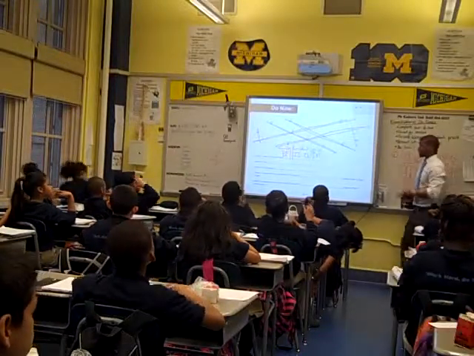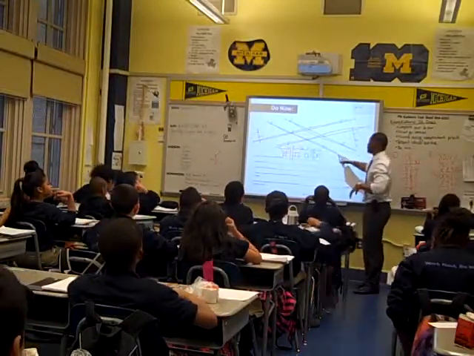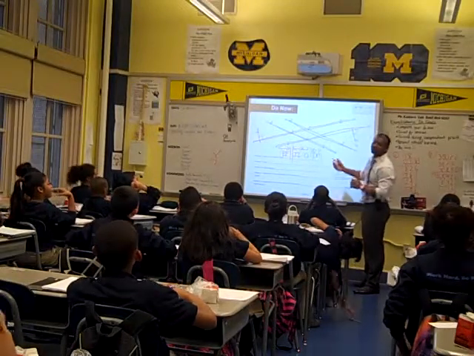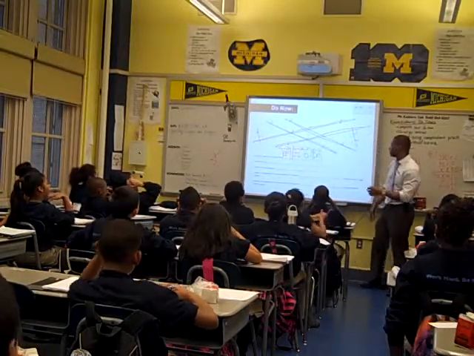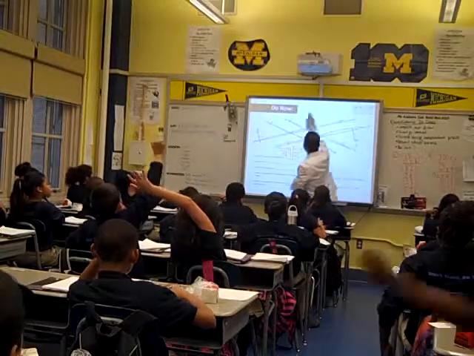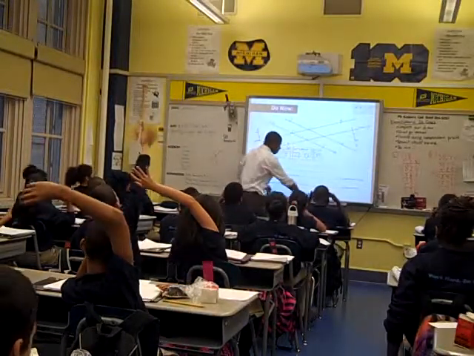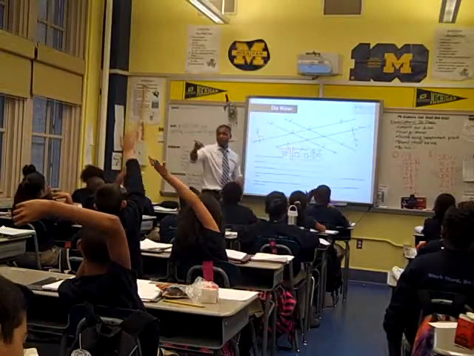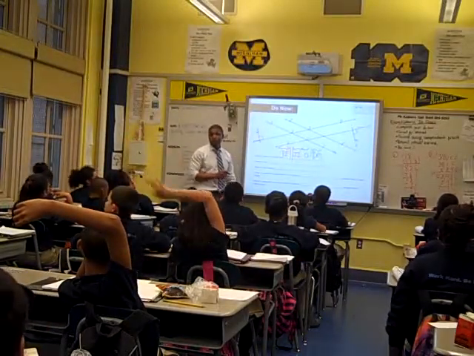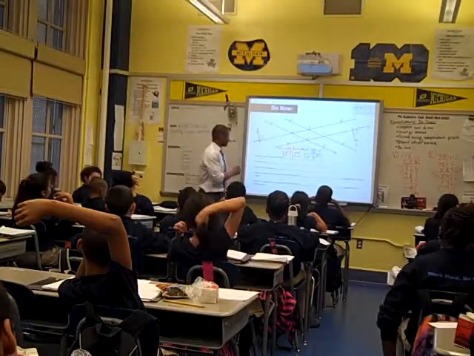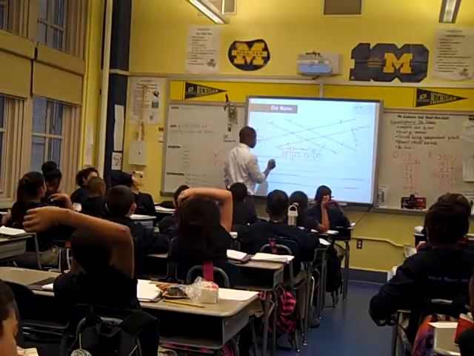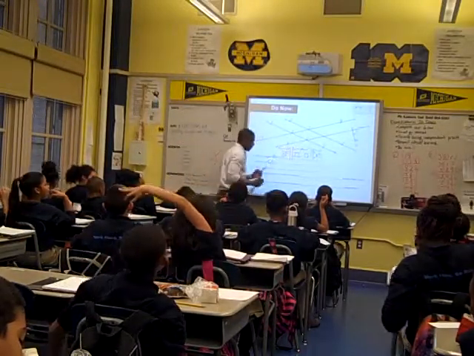Somebody told me L is a ray, but it doesn't have another point. Who can give me 3 rays in this picture? Let me go to blue. Give me one. Caleb. CL is a ray. We draw a ray as a dot with an arrow.